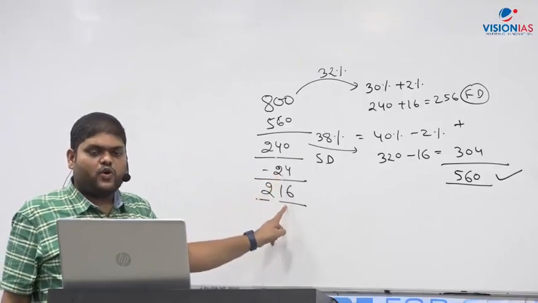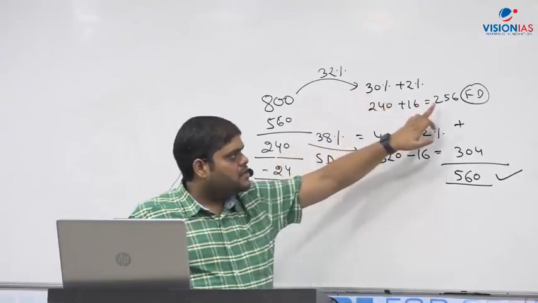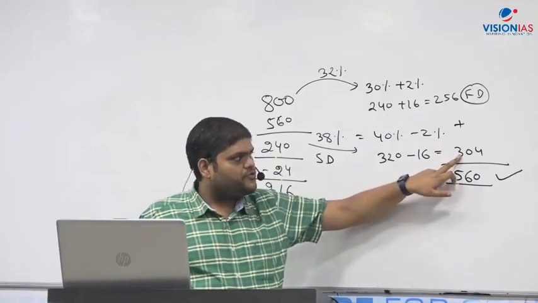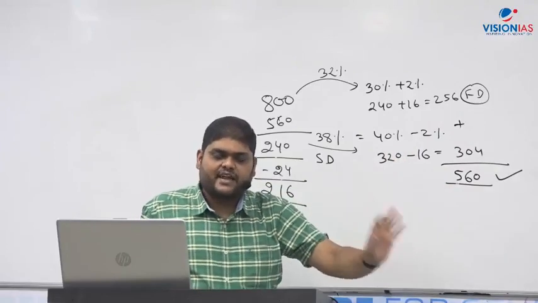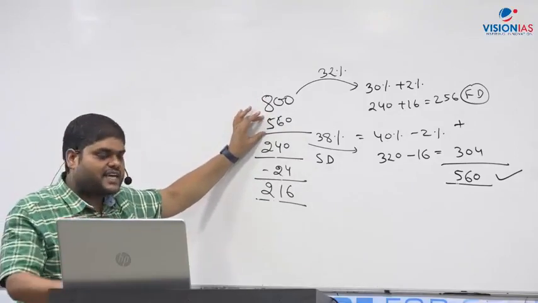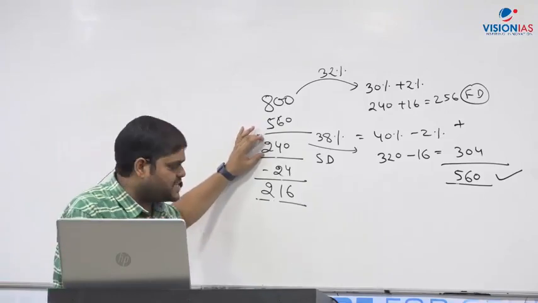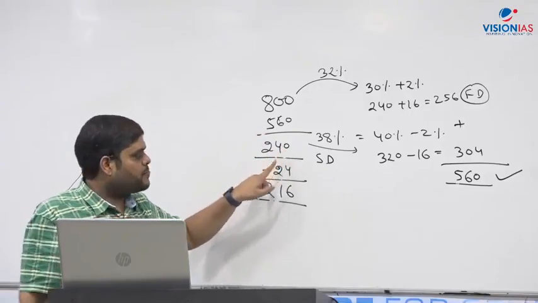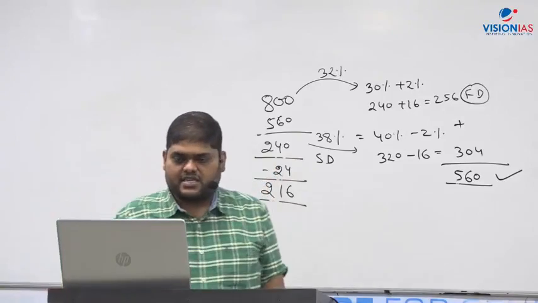24 failed, 216. I am repeating: 32% got first division, this is 256, 38% got second division, this is 304, total becomes 560, and they are saying the remaining 10% fail. So that means out of 800, 560 either got first or second division. How many are left? 240 are left. So what is 10% of this number? 10% of this number is 24. So that means 24 students fail. So 216 students just pass the examination.